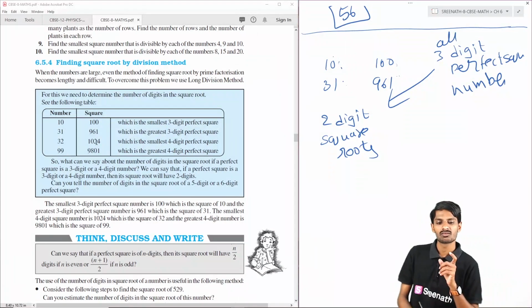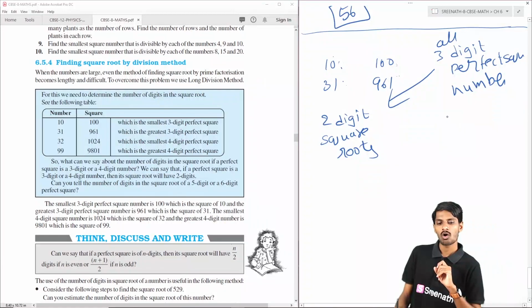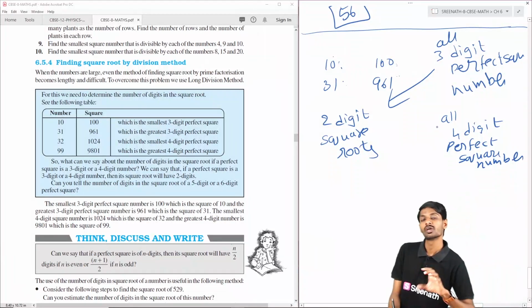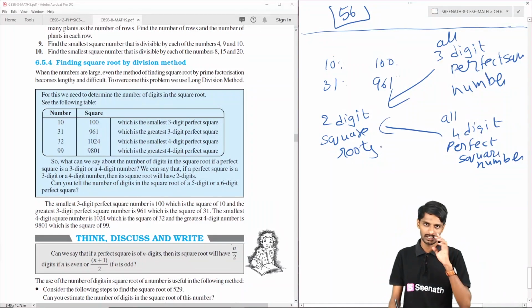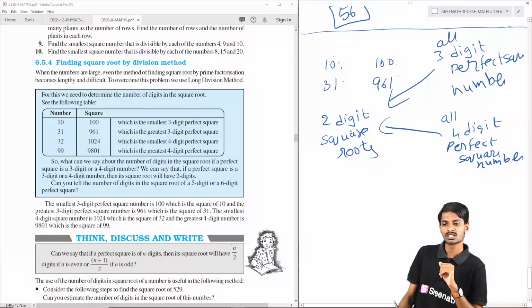And it is 1024 and it is 9801. So it is the smallest 4-digit perfect square and it is the greatest 4-digit perfect square. So not only for all 3-digit but for all 4-digit perfect square numbers, their square roots must have 2 digits only. So for 3-digit perfect squares, their square roots have 2 digits. For 4-digit perfect squares, their square roots have 2 digits only.